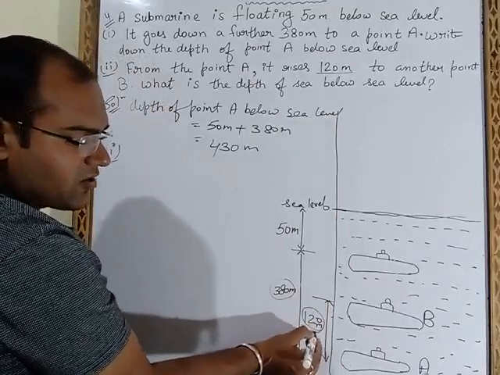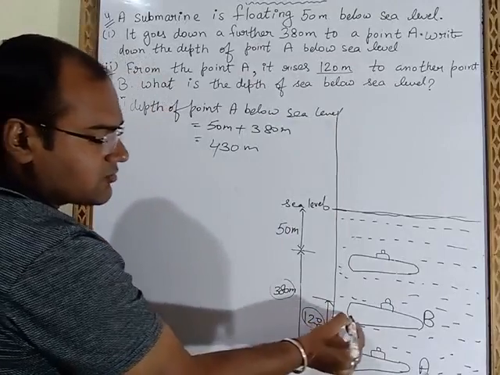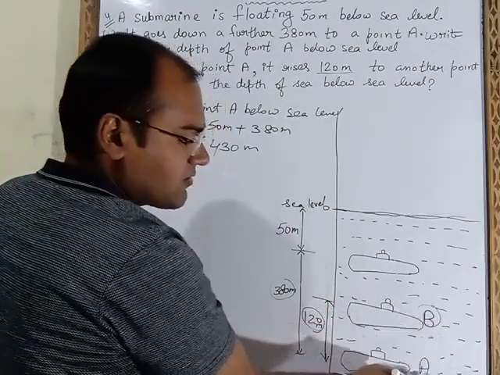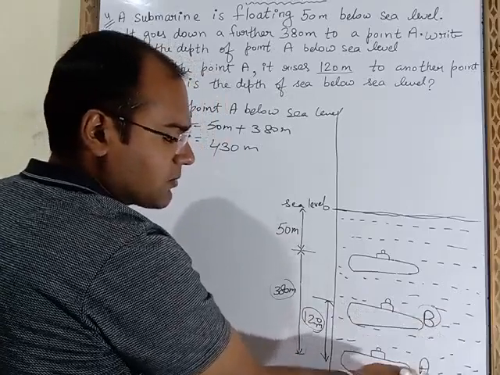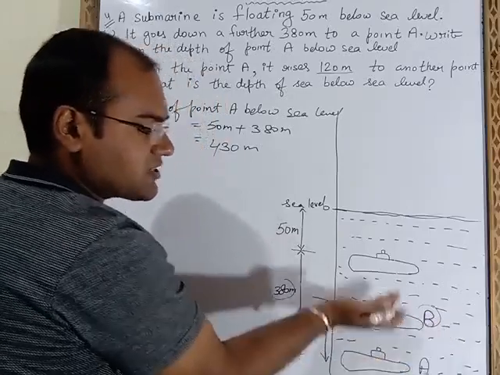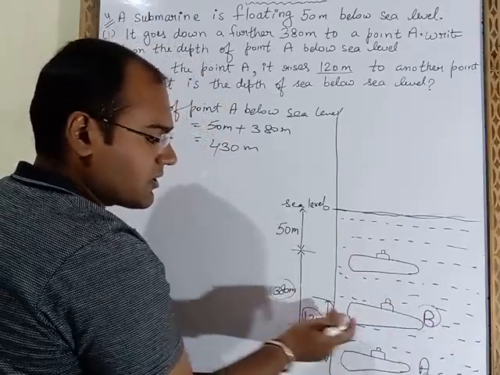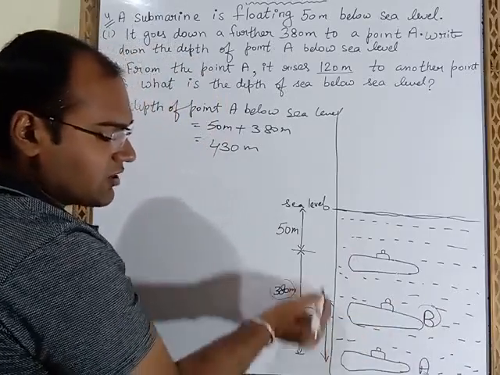I had mentioned here 120 meter. From here it comes to this place, B place. From A, this submarine comes to place B. How much distance up? 120 meter up. So I had mentioned here this is 120 meter.